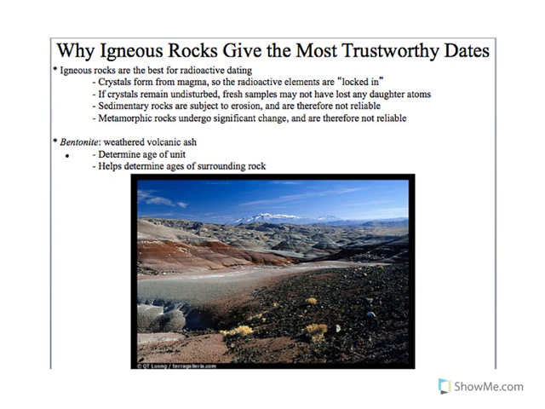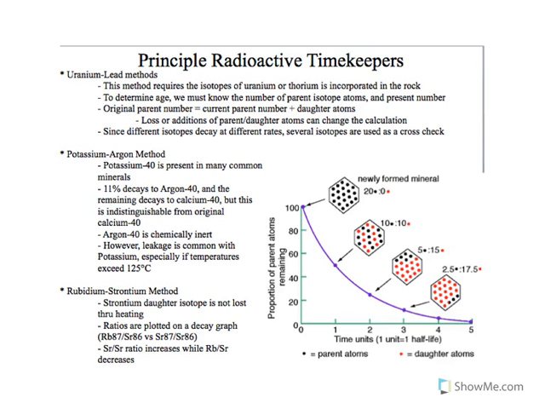Very specifically, what we like to look at is bentonite, which is this layer right here, which is weathered volcanic ash. When a volcano erupts, it's a pretty short-lived event. Even if it takes a month, compare that to geologic time, that's a pretty short-lived event. So we like to look for volcanic ash to get some very trustworthy dates.